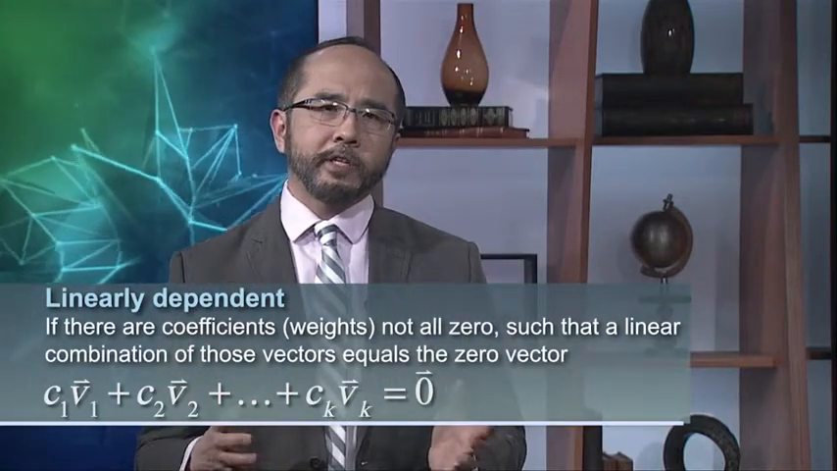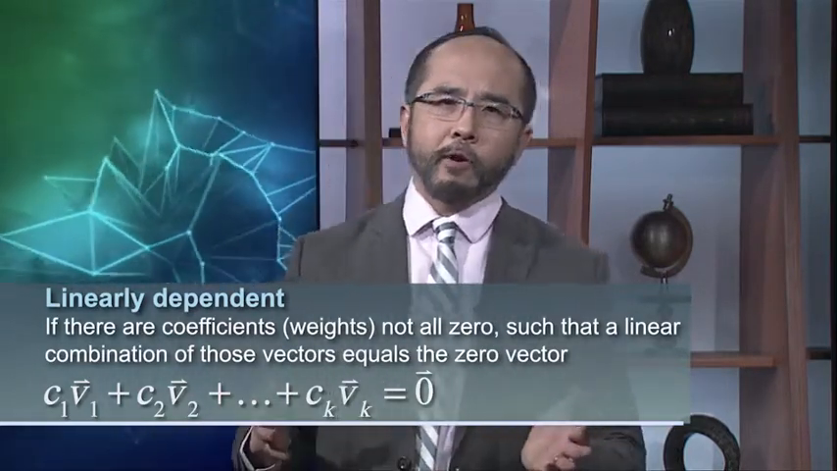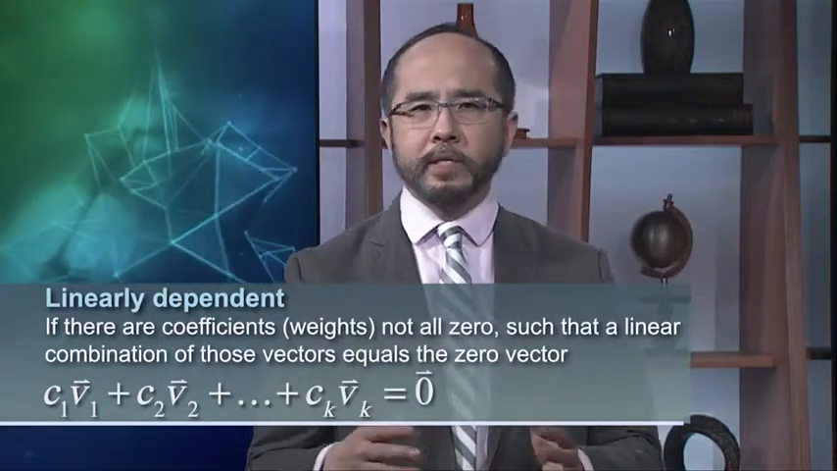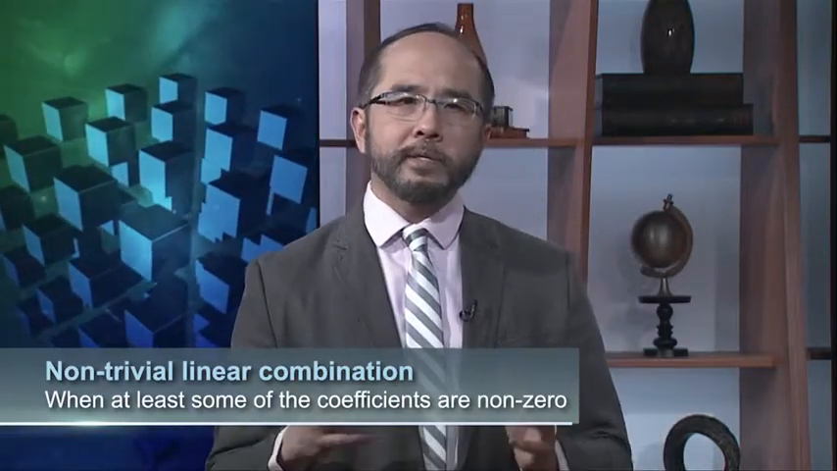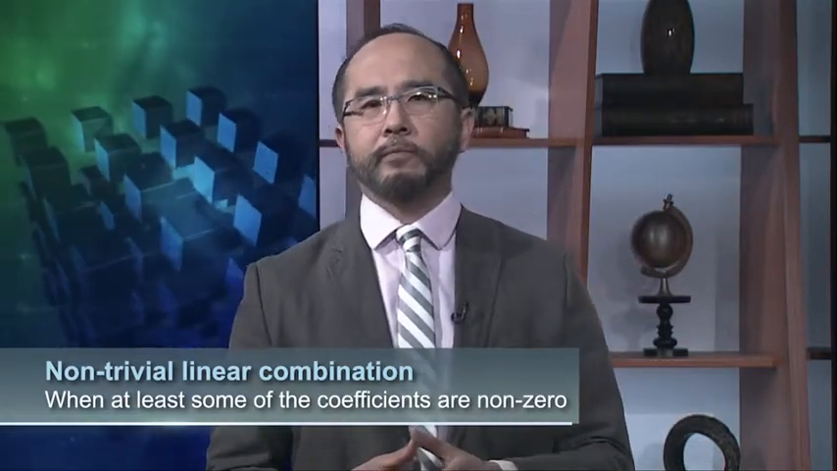Notice in this definition, I'm not requiring all coefficients to be non-zero, just some of them. We call this situation a non-trivial linear combination when some of the coefficients are non-zero. If they were all 0, we'd call it the trivial linear combination.